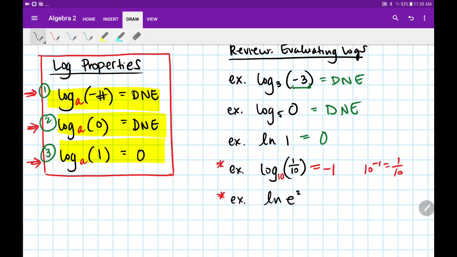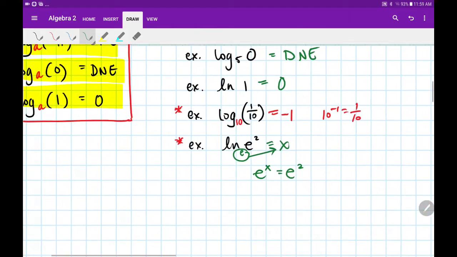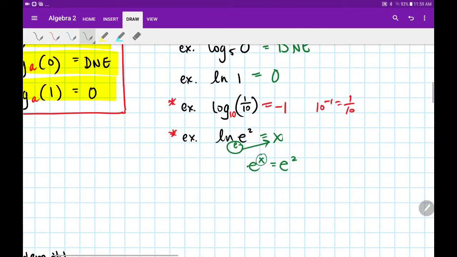Okay, the last one is also a little more challenging. Write in your invisible base. That's e. Let's set it equal to x so we can ask ourselves, e to the which power will give us e squared? Well, the only exponent that gives us e squared is going to be x equal to 2. And so you see that our answer here is actually just 2.